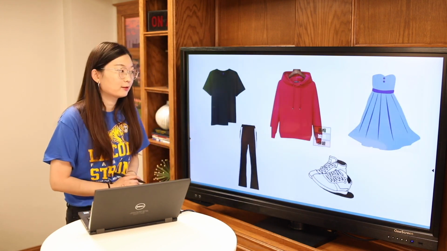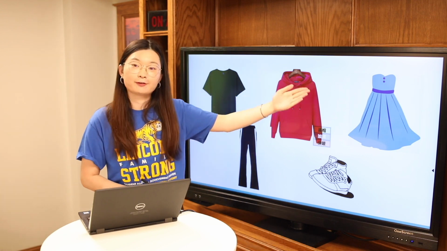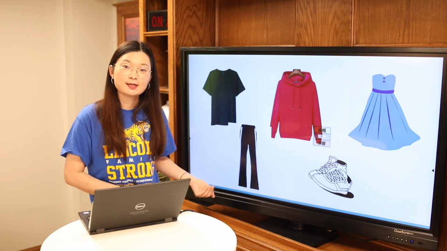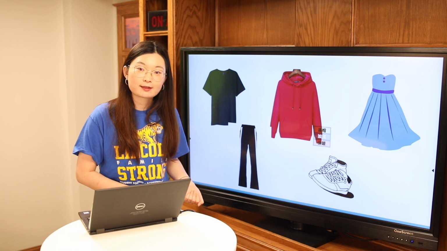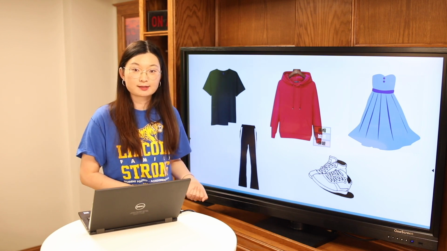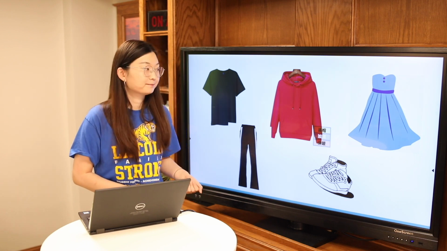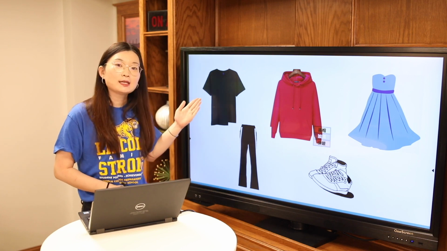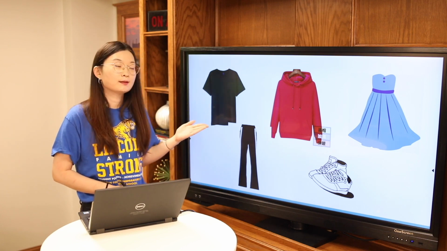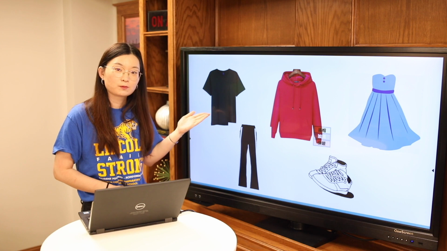Okay, let's go over the vocabulary. These are the 5 vocabulary we're going to learn today. We will take notes together later. So now let's focus on the pronunciation. Okay, together after me. T-shirt. T-shirt.